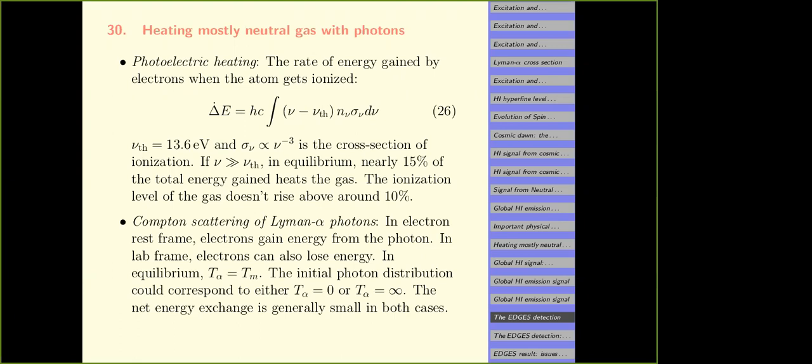This problem has been studied in a couple of papers in the 1980s and 2000s, but I still believe it needs to be studied in a little more detail, because I don't believe a time-dependent problem of this kind has been studied as well as it should be. But from what we know from those papers, nearly 15% of the total energy gained heats the gas, and the ionized level of the gas doesn't rise above 10%. So you cannot ionize the gas this way. The ionization remains below 10%, and 15% of the total energy goes into heating the gas. So the net effect of heating by X-rays is to heat the gas rather than ionize it.